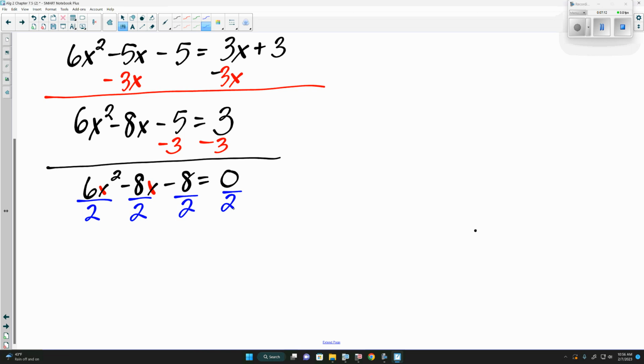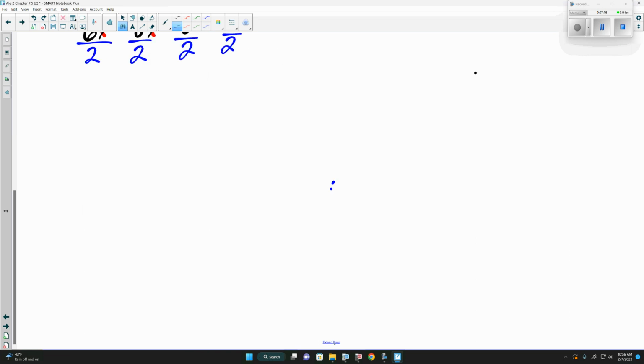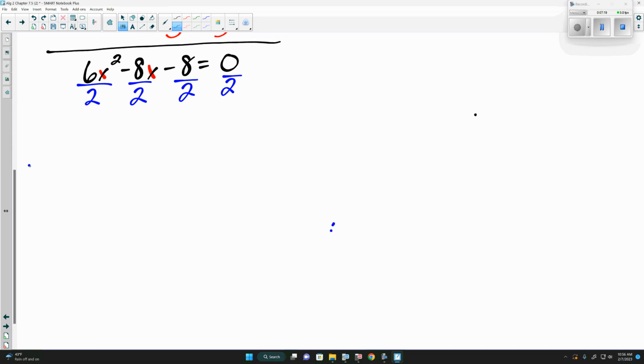Because 6x squared divided by 2, 6 divided by 2 is 3. And we have our x squared. Minus 8 divided by 2 is 4x. Minus 4 is equal to 0. Because solving 3x squared minus 4x minus 4 is a lot easier than solving 6x squared minus 8x minus 8. Yes, this will indeed factor.